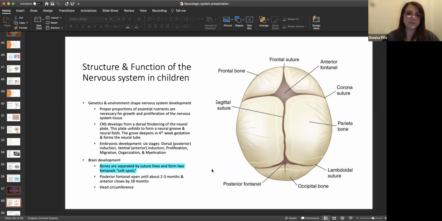Brain development: the bones are separated by suture lines and form 2 fontanelles or soft spots. The posterior fontanelle is open until about 2 to 3 months of age, and the anterior closes at about 18 months of age. Head circumference is a very important thing that we look at with infants, to see if they're in the normal range or if there's any major changes to be alerted to.